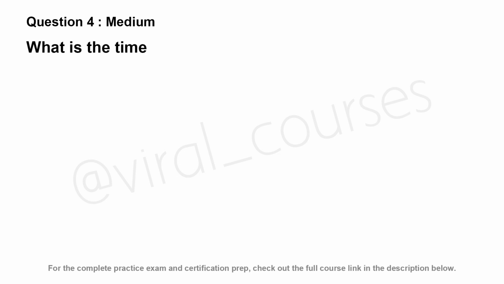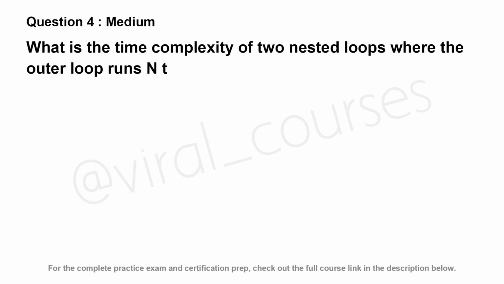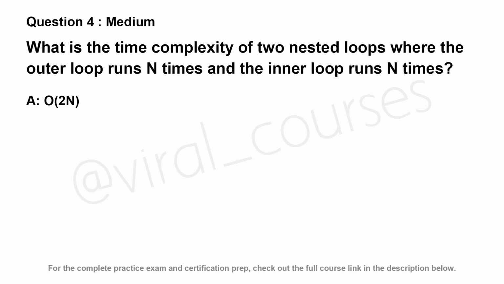What is the time complexity of two nested loops where the outer loop runs n times and the inner loop runs n times? Option A, O(2n). Option B, O(n log n). Option C, O(n squared). Option D, O(n cubed).